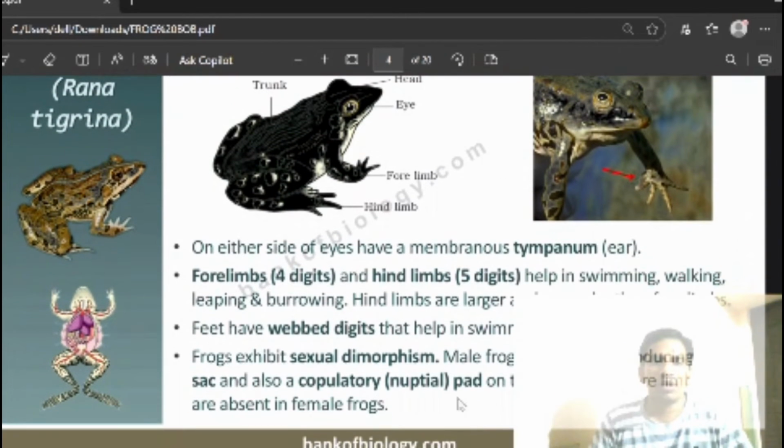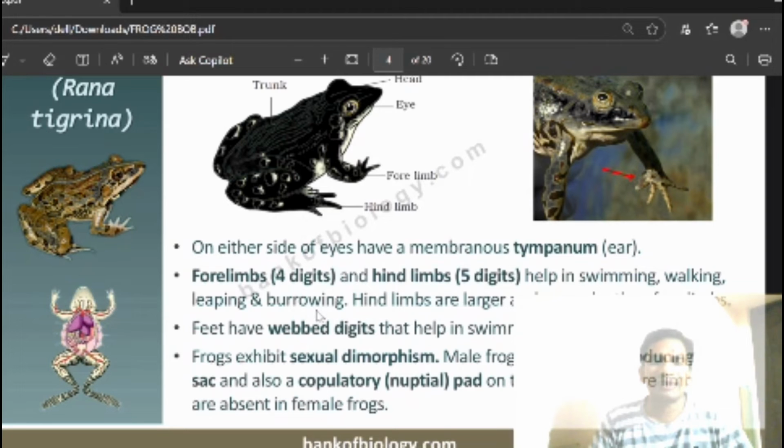Tympanum is the ear. Forelimbs have four digits, and hind limbs have five digits, which are finger-like structures. These legs are used for walking, leaping and burrowing. Hind limbs are highly muscular and larger than the forelimbs.